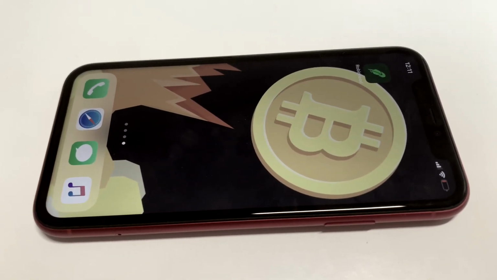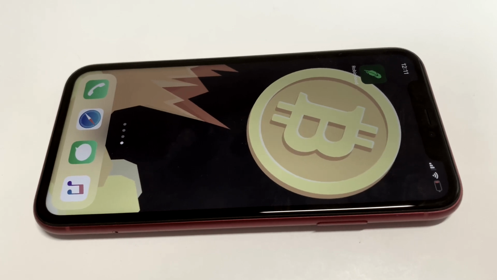I'm going to be showing you three of the best crypto altcoins that are ready to explode in 2020.